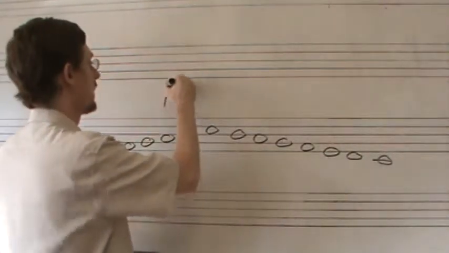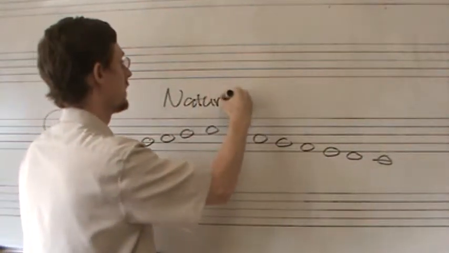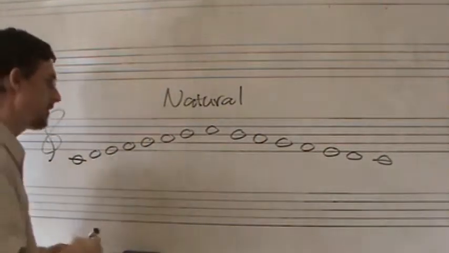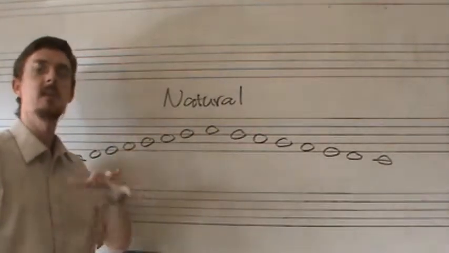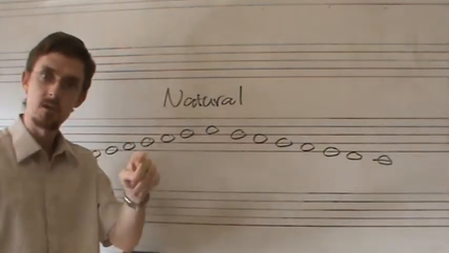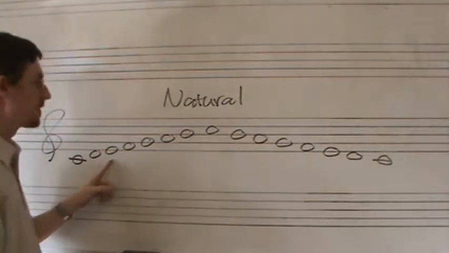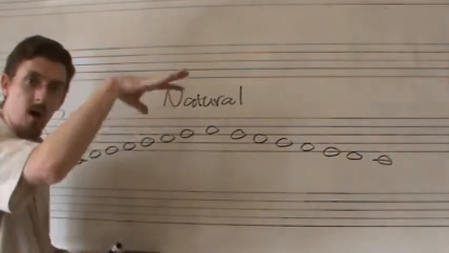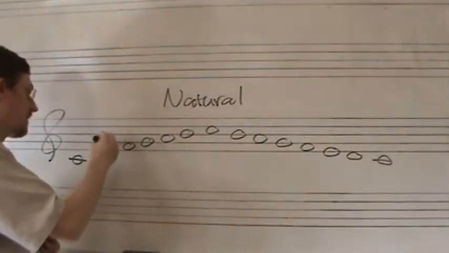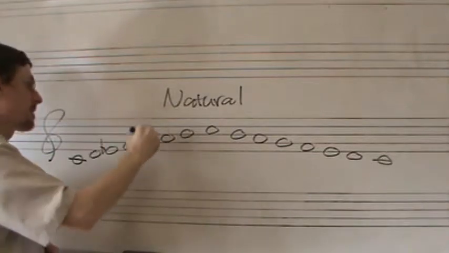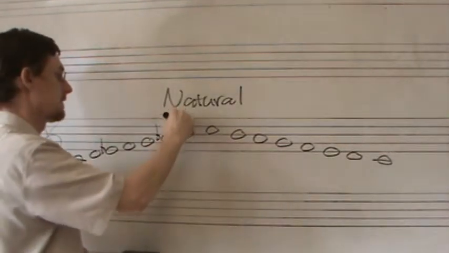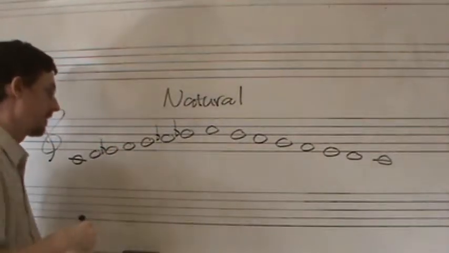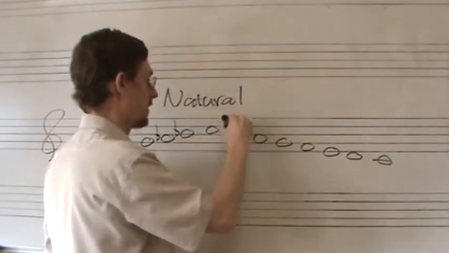Let's start with the natural minor scale. A good place to start. And the difference between any major scale and any natural minor scale is three things. The third scale degree, the sixth scale degree, and the seventh scale degree. Each of those are lowered. In this case, they will be lowered with flats. And we'll do it descending as well.